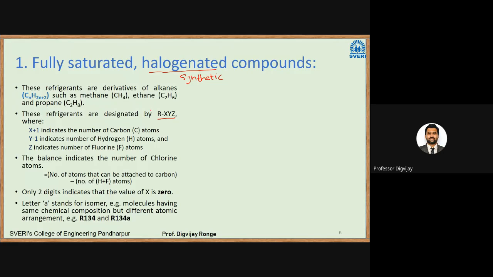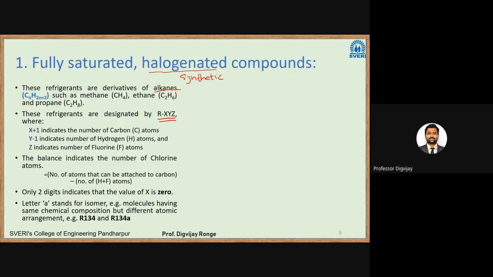In general, we call them alkanes. So you know the formula for alkanes, it is CnH2n plus 2. Means if I take n as 1, so here H will be 2 plus 2, 4. So that will be CH4, that means methane. Okay, so these refrigerants are designated by RXYZ.